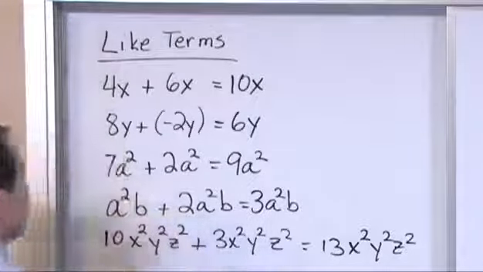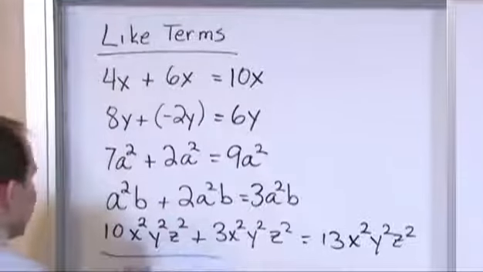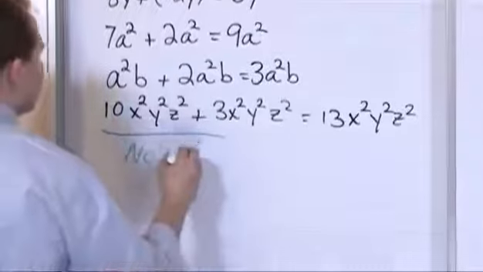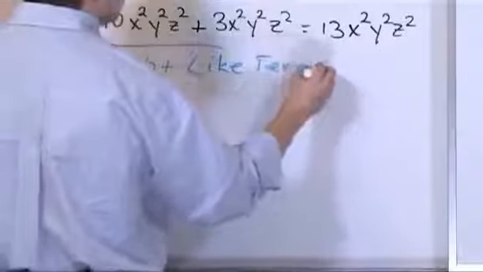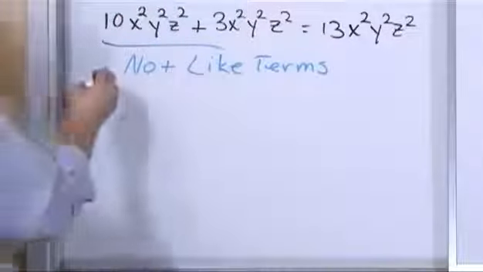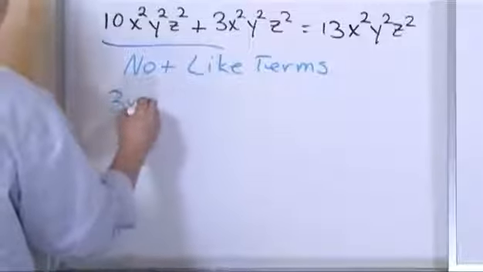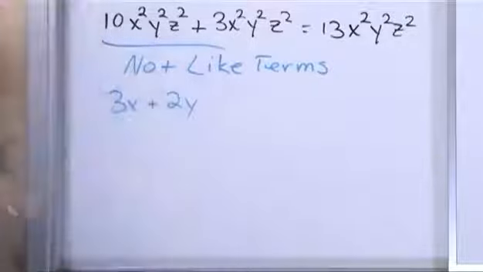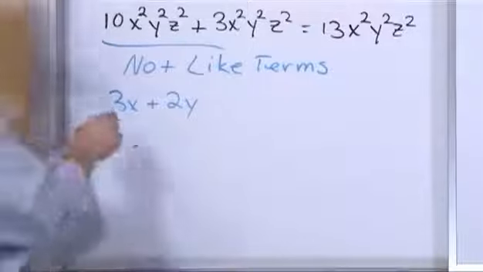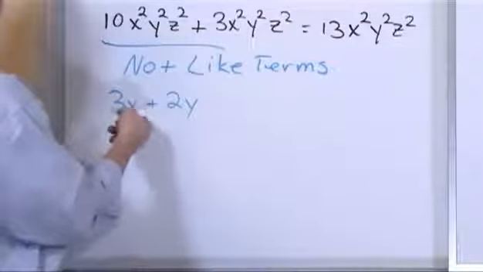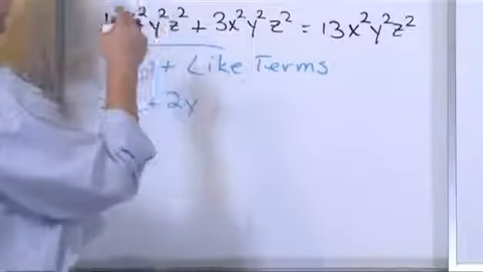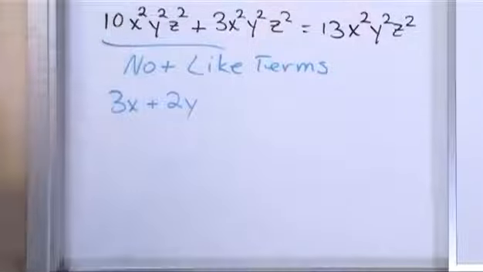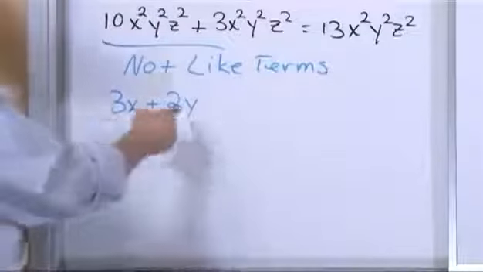Let's talk about some examples of when things are not like terms. And you'll immediately see the difference. What if we have 3x plus 2y? You can't do anything with that because here I have 3 cars, and here I'm trying to add to it 2 horses. Well, yeah, they're both objects, but they're not the same kind of thing, so I can't really add them.